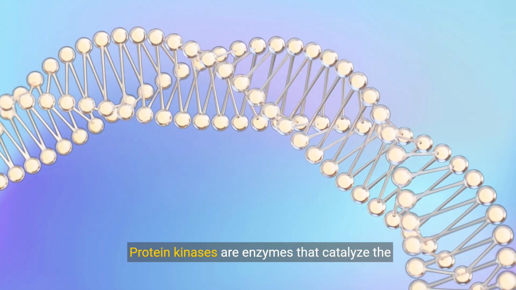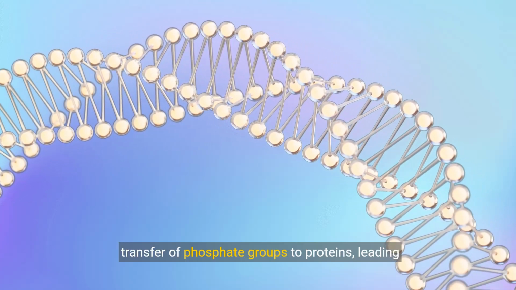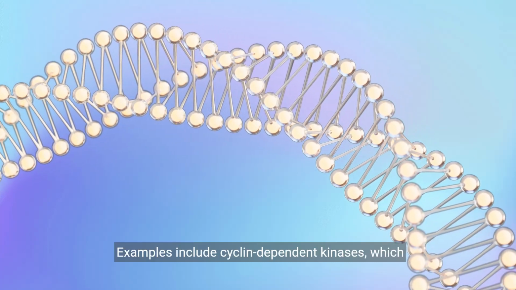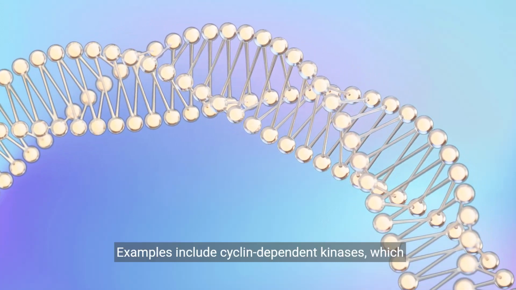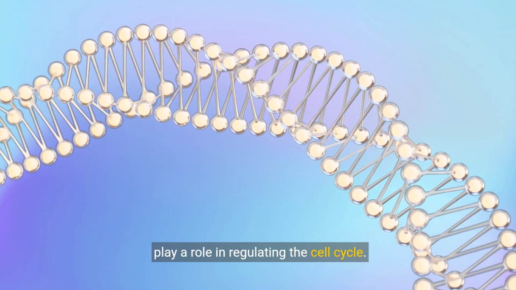Protein kinases are enzymes that catalyze the transfer of phosphate groups to proteins, leading to their modification. Examples include cyclin-dependent kinases, which play a role in regulating the cell cycle.